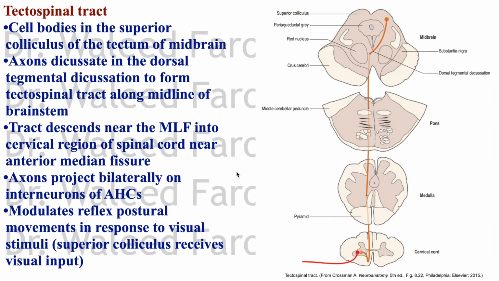Axons project bilaterally on the interneurons of the anterior horn cells, and they modulate the postural reflexes or reflex movements in response to visual stimuli. The superior colliculus is part of the visual pathway, as you should know by now, and the inferior colliculus is part of the auditory pathway.